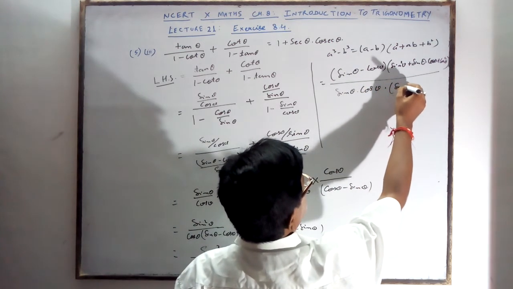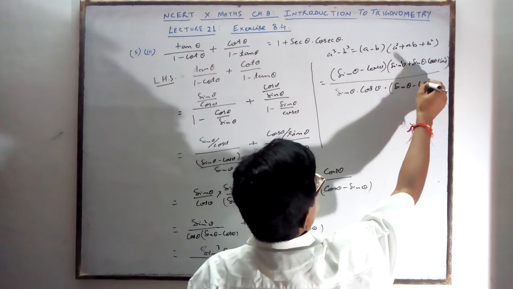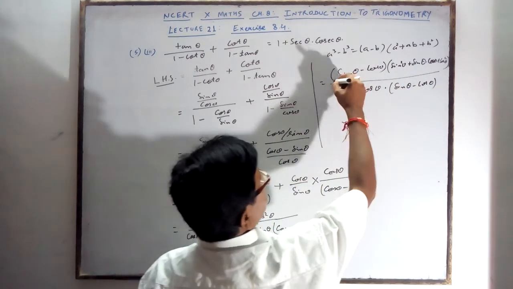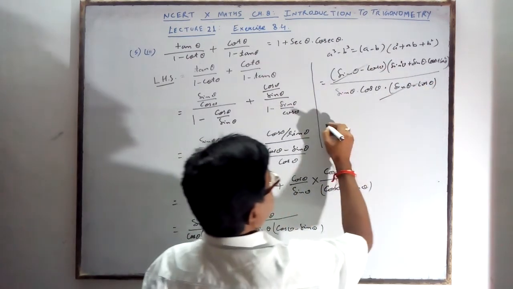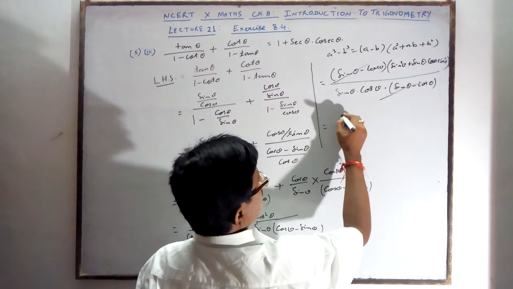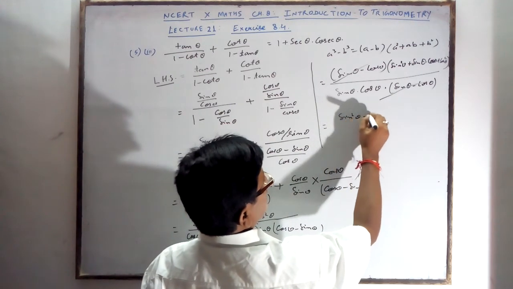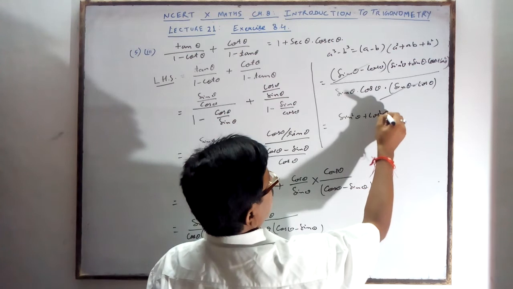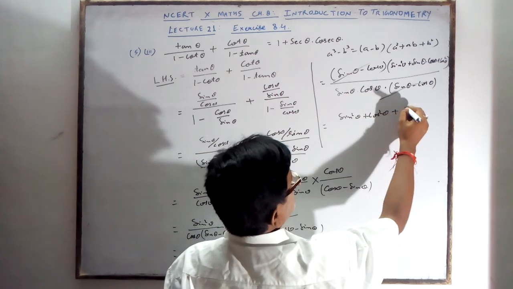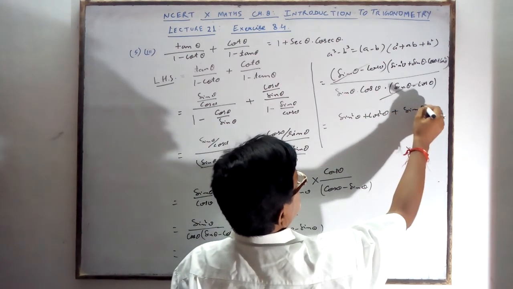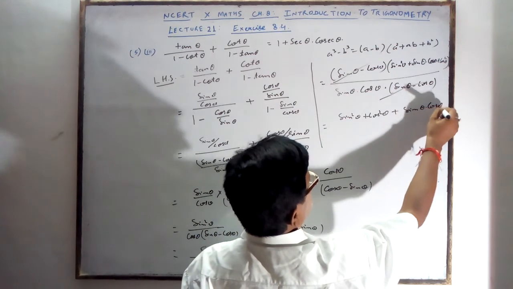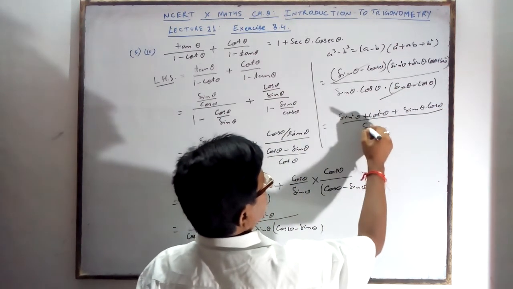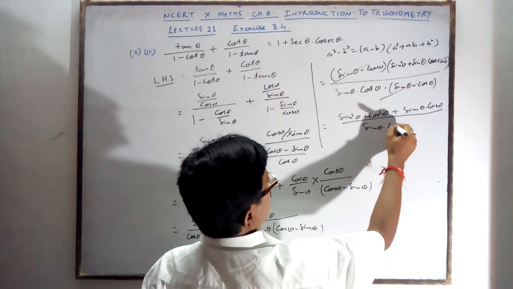Sin theta minus cos theta. This you are getting, so this bracket will be cancelled by this bracket. You are getting sin square theta plus cos square theta, the identity I have told you, plus sin theta cos theta in the numerator, and the denominator is sin theta cos theta.